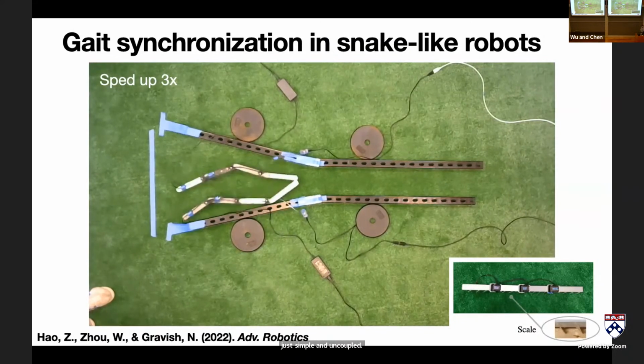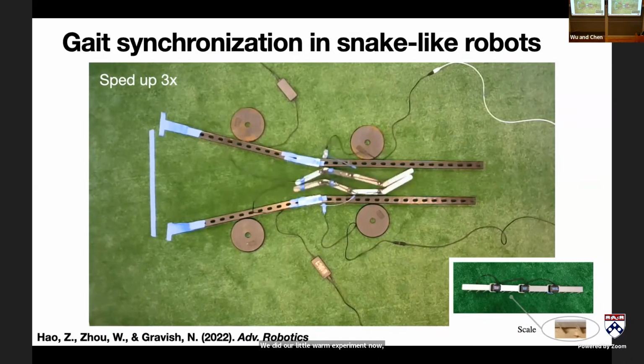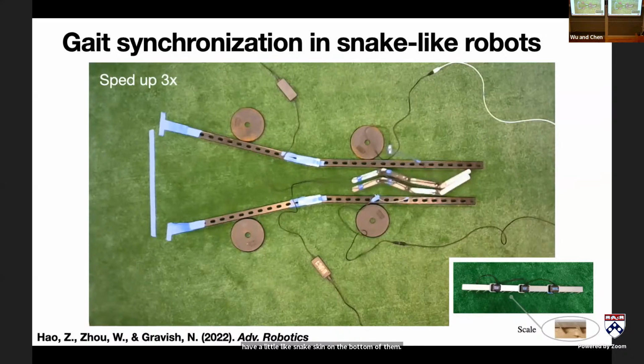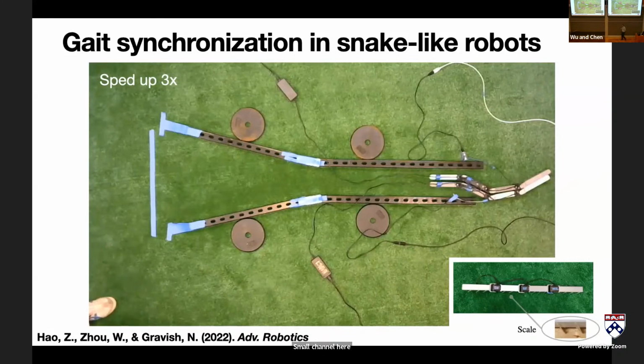We did our little worm experiment now. These robots have a little snake skin on the bottom of them. They're on a little grass turf here. And again, you'll see they synchronize their gaits as they're going through this small channel. So this to me was good evidence that these C. elegans worms are just using their own undulatory feedback to generate their internal motion. And just by contacting other worms that happen to be pushing away or pushing towards them, they get some phase delays that cause them to synchronize. We can show that robots can do this. But I think it presents really interesting opportunities for collectives to interact through contact and to exchange information, communicate, and coordinate their behaviors.